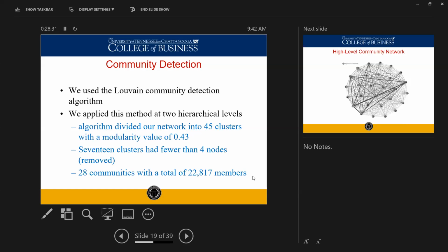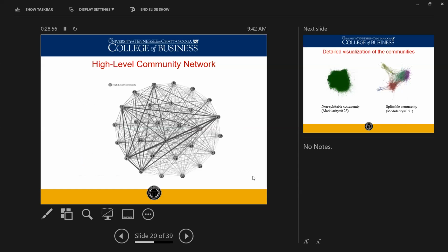17 of these 45 clusters had fewer than 4 nodes, and that was too small a community of interest to us. So we dropped those which had fewer than 4 nodes, and we ended up with about 28 communities with a total of 22,817 members. So this is the high-level community network. These circles here are these 28 community nodes represented.